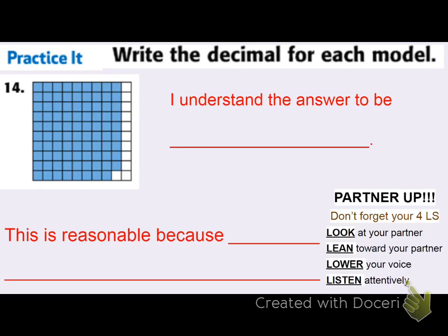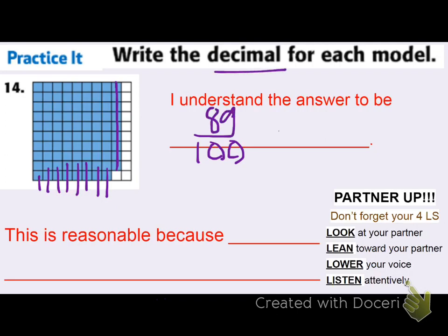So if I look and each of the columns is worth 10, I can see that they shaded 10, 20, 30, 40, 50, 60, 70, 80 out of 100, and then a little more than 80. Well, if I count, there's 9 here. So I have 89 out of 100 total that are shaded. But they're not asking me for the fraction. They're asking for a decimal.